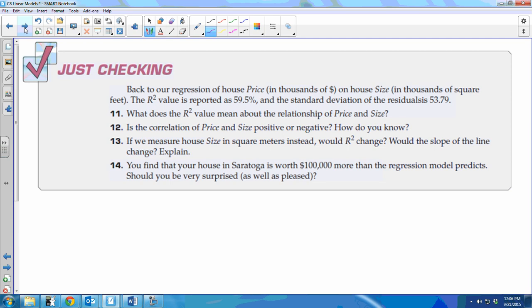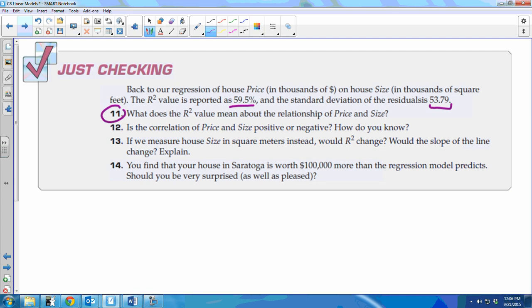So here's some questions we should be able to answer. Back to a regression of house price in thousands of dollars on house size in thousands of square feet, the R squared value is reported as 59.5%. And the standard deviation of the residuals is 53.79. So we'll be able to use that in a second. I think it'll make more sense. What does the R squared value mean about the relationship of price and size? That means interpret it. That means let's talk about that through that sentence we just wrote.